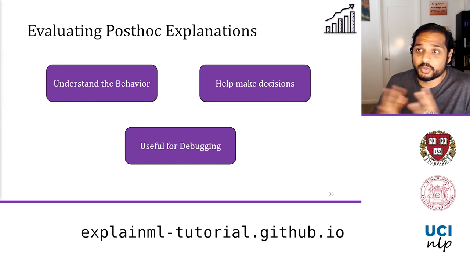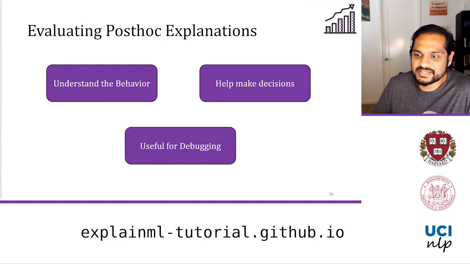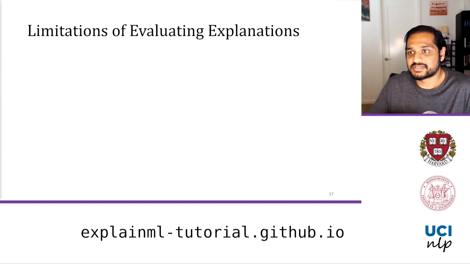Okay. So that's pretty much what I have in terms of categories and different kinds of evaluations people have done. Again, in no way comprehensive, but hopefully it gives you a good idea of how people do automated and human and all kinds of things in between as well. I do want to end with some limitations of evaluating explanations. There are many, but I'm going to focus on a few.